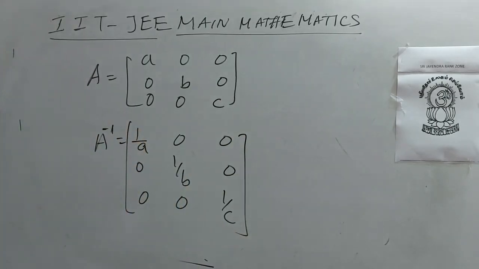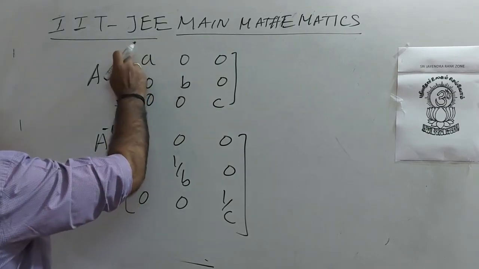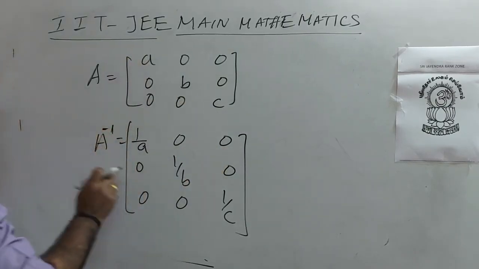We know that A inverse equal to 1 by determinant A into adjoint of A. But there is a shortcut method for a diagonal matrix. It is enough to take the reciprocal of the diagonal elements to find the inverse of the matrix.